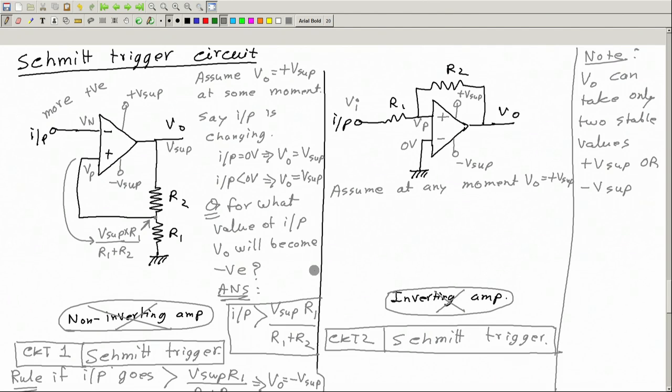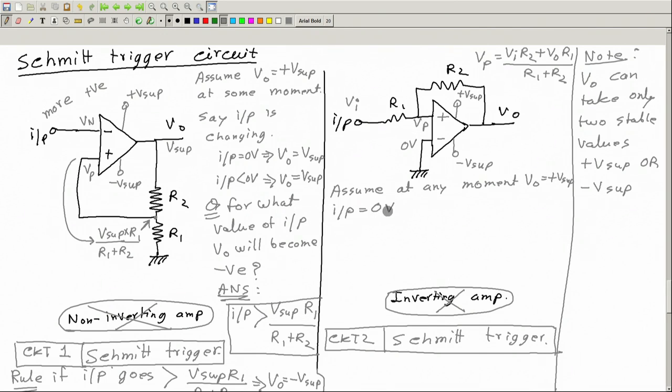Now, the output is positive. If the input is 0 volt, then this is 0 and this is positive. What will be VP? It is some sort of average of these two voltages, VI and VO. Let me also write the value of VP here. VP is equal to (VI R2 plus VO R1) divided by (R1 plus R2), a weighted average of VI and VO.